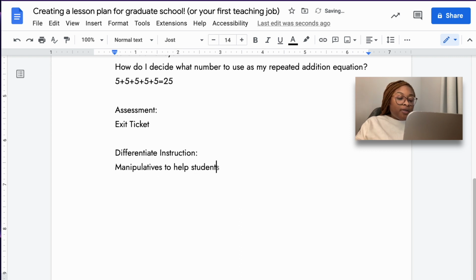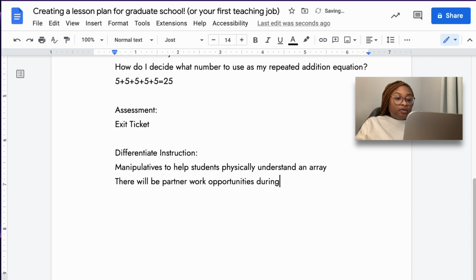All right, so I will put that I'll use manipulatives to help students physically understand an array. Okay, so maybe I use physical squares that they can put together 5 by 5 in rows and columns if they need it. Also, I would say partner work. There will be partner work opportunities during class.